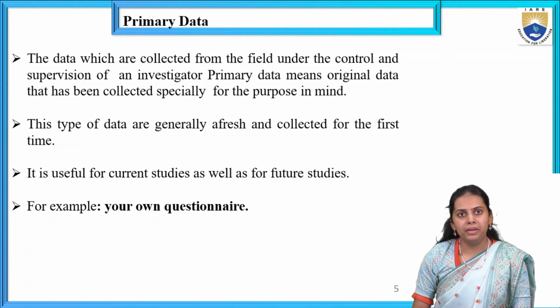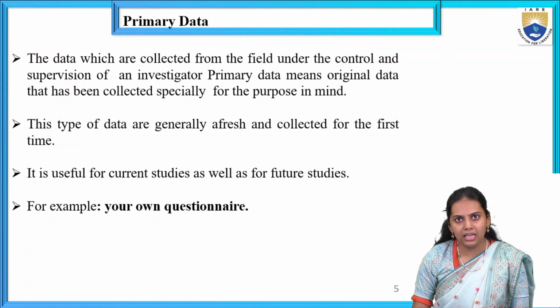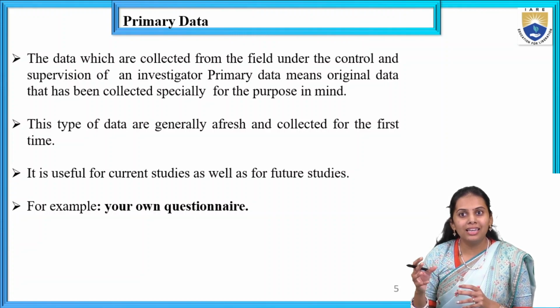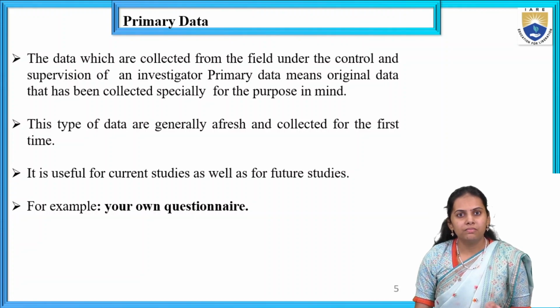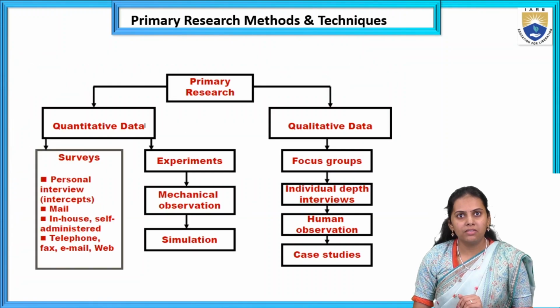Whereas to discuss primary data, it is data collected from the field under the control and supervision of an investigator. Primary data means original data that has been collected specially for the purpose in mind. These types of data are generally fresh and collected for the first time. So it is useful for current studies as well as future studies. For example, questionnaires are used to collect data for the first time based on a survey.